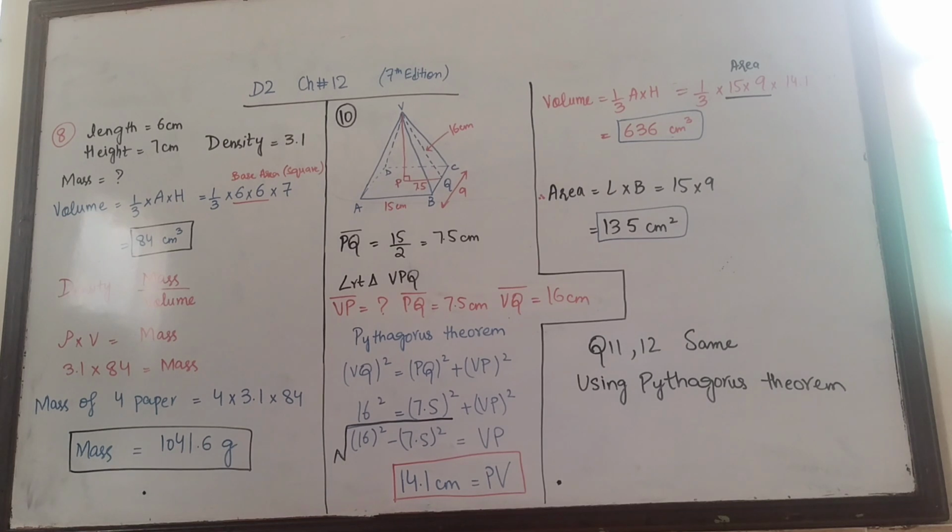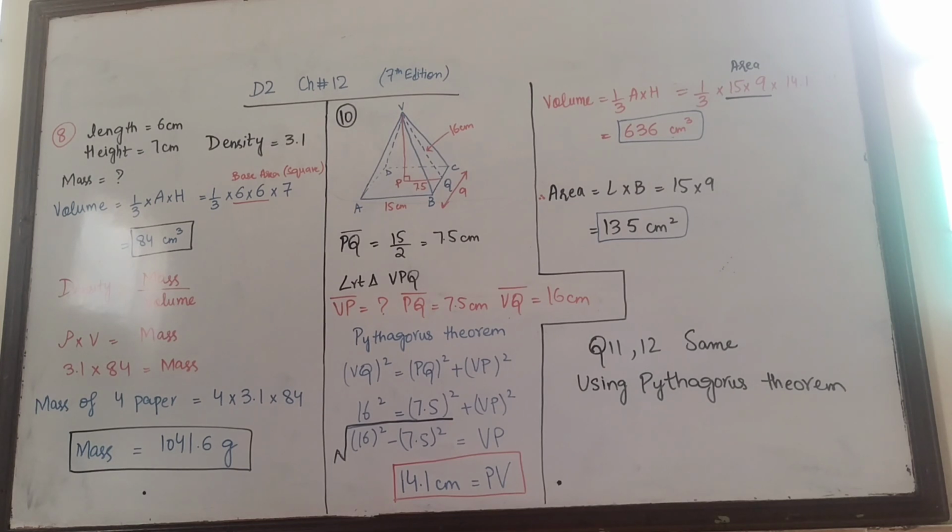Now moving towards our question number 10, where you are given a pyramid having a rectangular base and you are given a slant height. You have to find out the height and the volume. I have drawn the picture here. Look at the picture first.